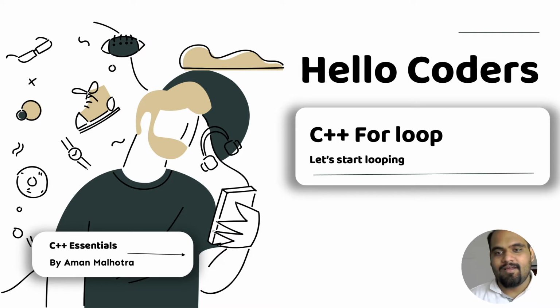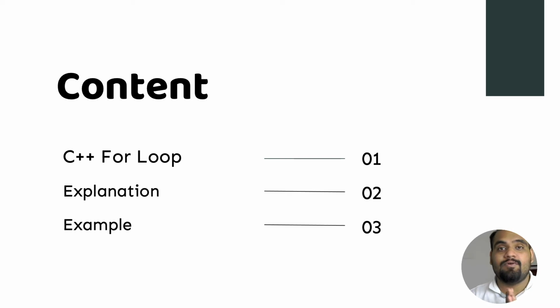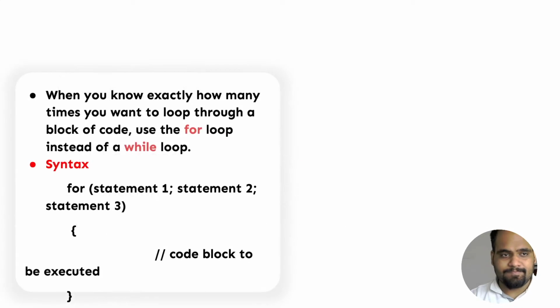For loops are very important. Again, everything is important, but for loops have their own role because they're used approximately everywhere; you'll see them. Let's understand what we are going to do today. We're going to understand what a for loop is, go through the explanation of that, and see an example.